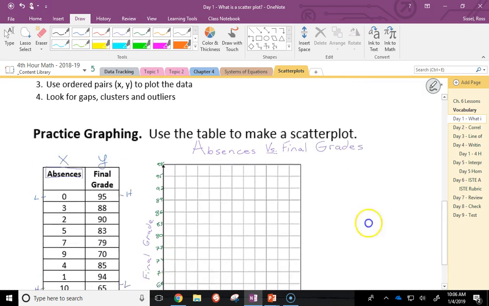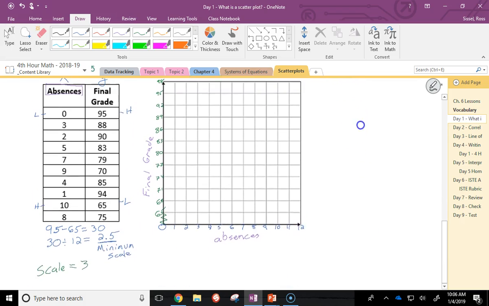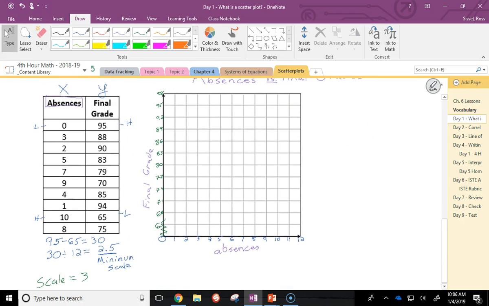The next step is use ordered pairs X and Y to plot the data. This is how we're going to do it. Here's my X, here's my Y. So this says 0, 95. So I'm going to go at 0 up to 95. And I put there. Here's a trick what I do to help me so I make sure I get them all. Once I'm done with one, I just kind of put a check on it. The next one is 3 and 88. I'm going to go over 3 up to, there's 86, 89. 88 has to be right about here. Okay? I have to do 2, 90. 2 up to 90.